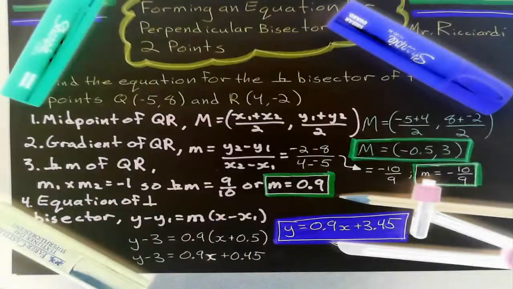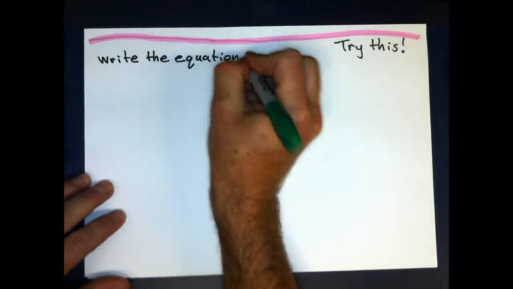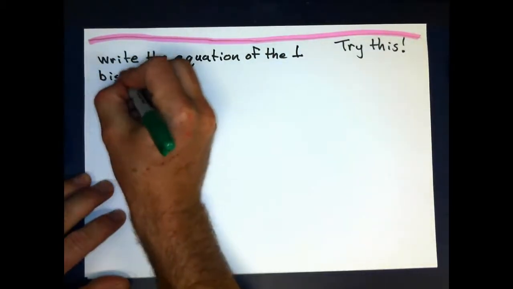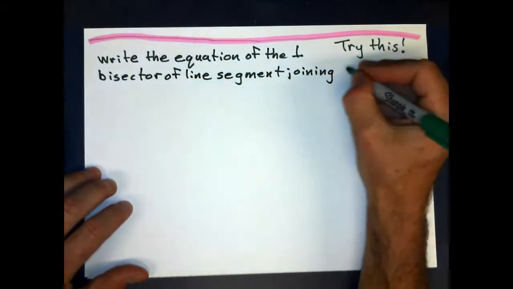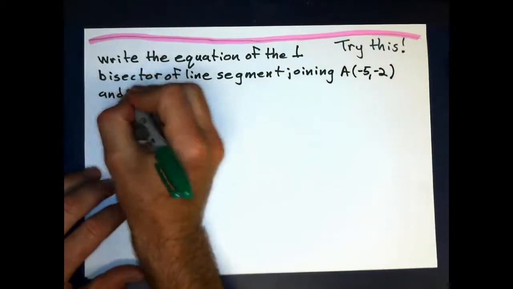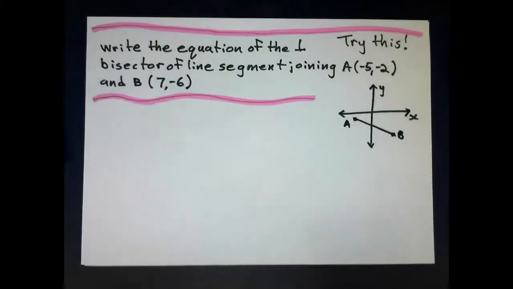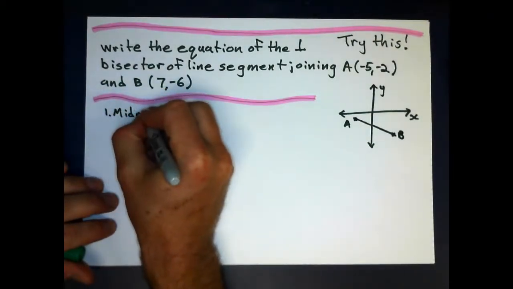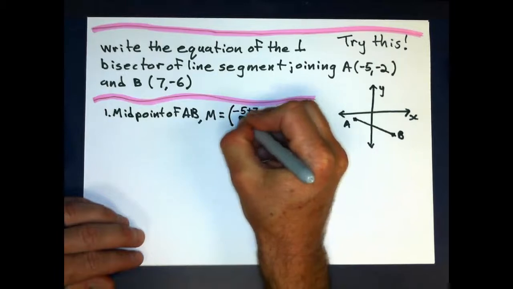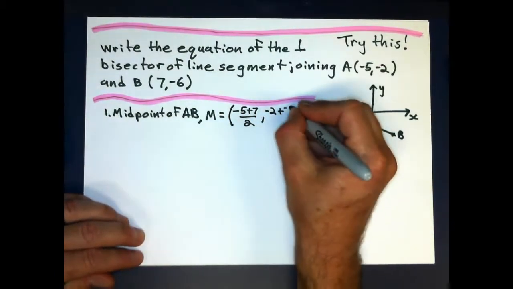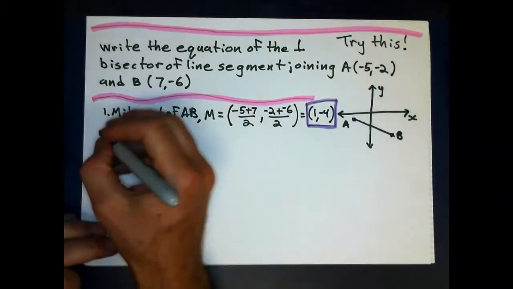Now we'll try one more, and you can pause it so you can work it out yourself. Let's see. Write the equation of the perpendicular bisector of the line segment joining point A at -5, -2 and point B at 7, -6. There's my graph, there's point A, there's point B, there's a line segment. Great. First up, of course, midpoint of segment AB, and the midpoint is the mean average of the x and the mean average of the y coordinates. And we get 1, -4 for my midpoint.